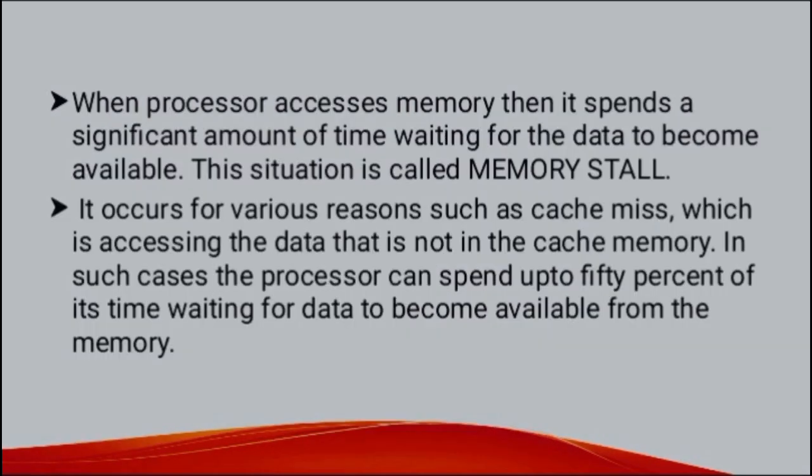Memory stall happens when a CPU has to wait for data from memory. This often occurs due to a cache miss, data not being in the fast cache memory. During a memory stall, the CPU can waste a lot of time, sometimes up to half its time just waiting.